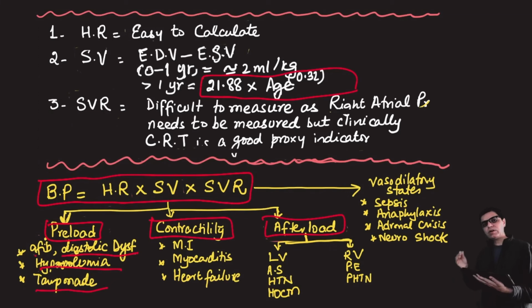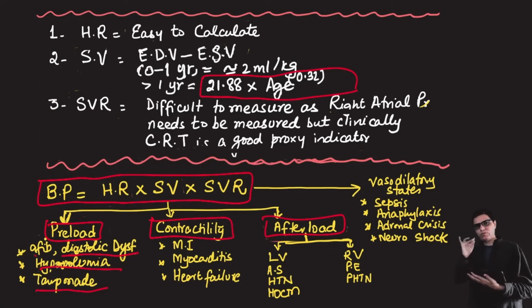So again, what I am focusing on here is that you just need to know this equation: blood pressure is equal to heart rate multiplied by stroke volume multiplied by systemic vascular resistance. And you should know if blood pressure is down, either there's a problem in heart rate, or there's a problem with stroke volume, or there is a problem with systemic vascular resistance.